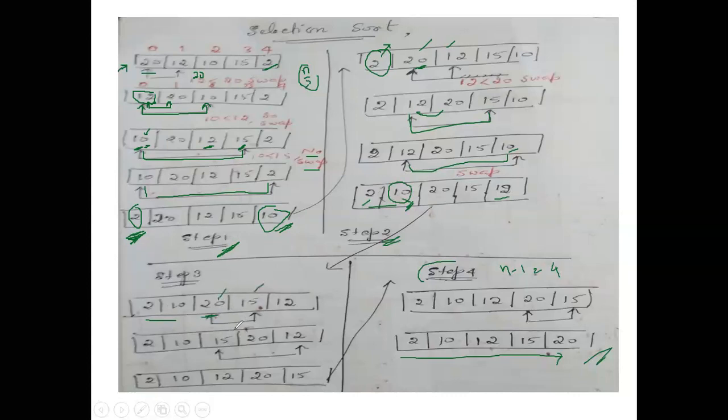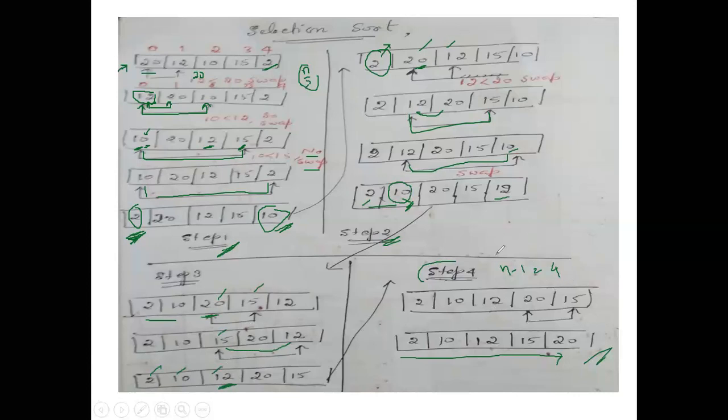So 20 and 15, 15 is small, exchange. Okay, again compare 15 with the 12. So 12 is small, exchange the array elements. Okay, here we have reached the end. You can see here, the third smallest element is placed in the third position of the array. So first smallest element is 2, second smallest element is 10, third smallest element is 12.